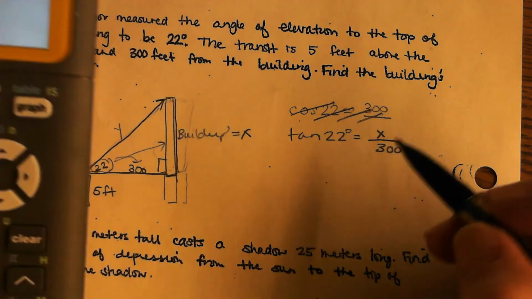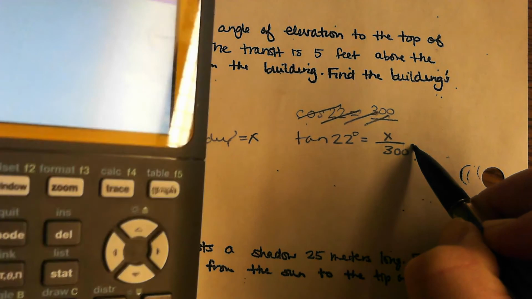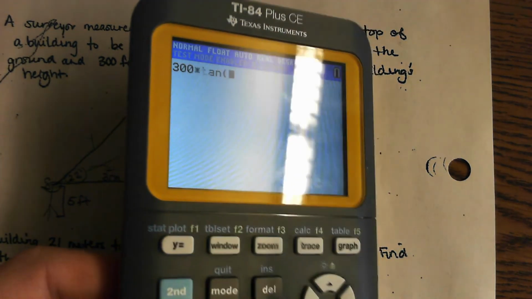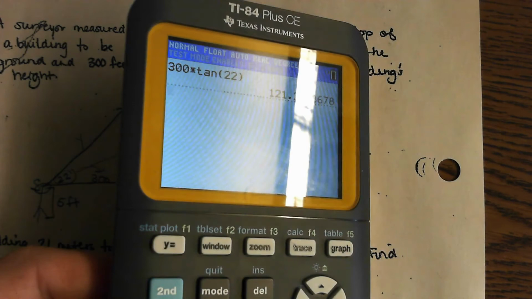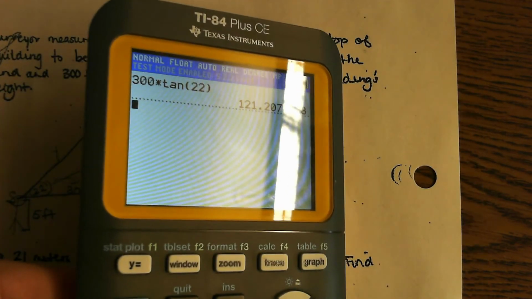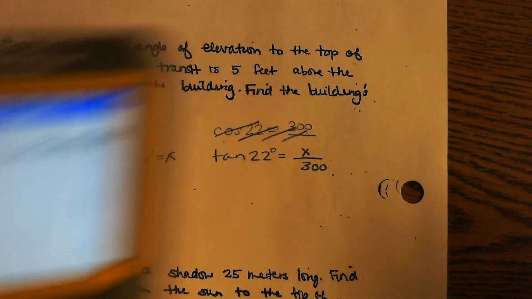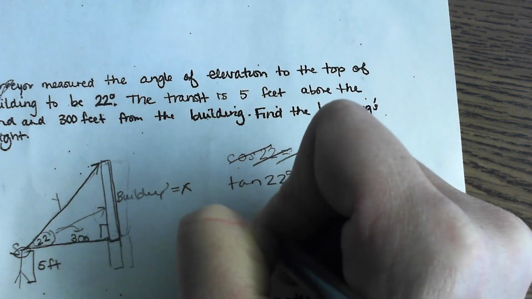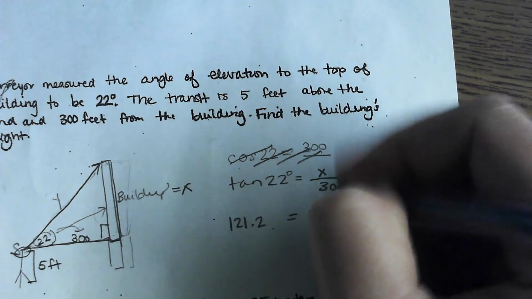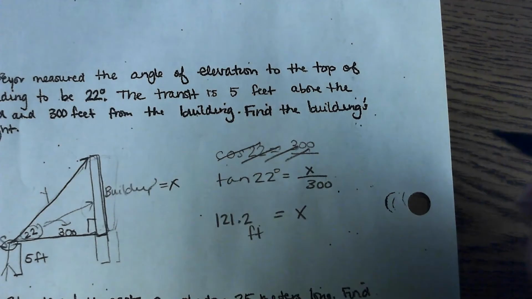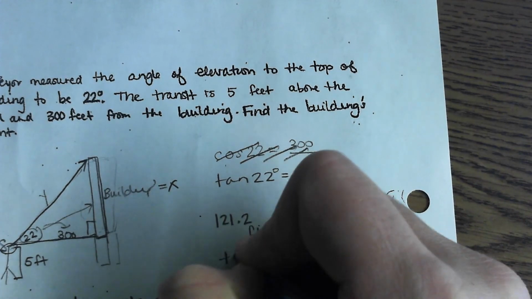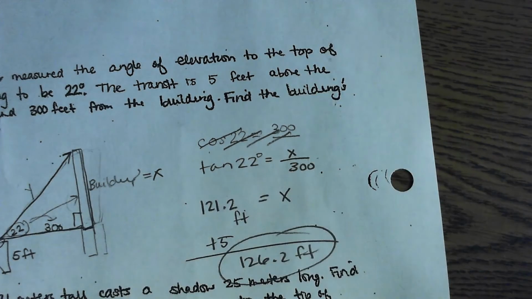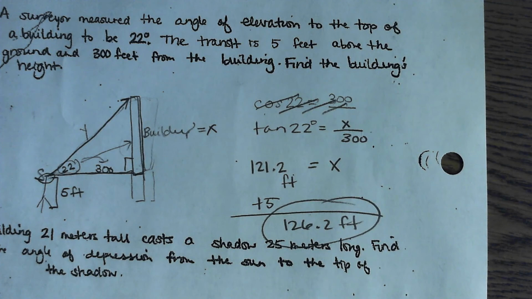So we're just going to multiply both sides by 300 to get x all by itself. So 300 times the tangent of 22, 121 point, we'll just say 2 feet. That's x. Then we have to add our 5, and so we get 126.2 feet as our final answer for the height of the building.